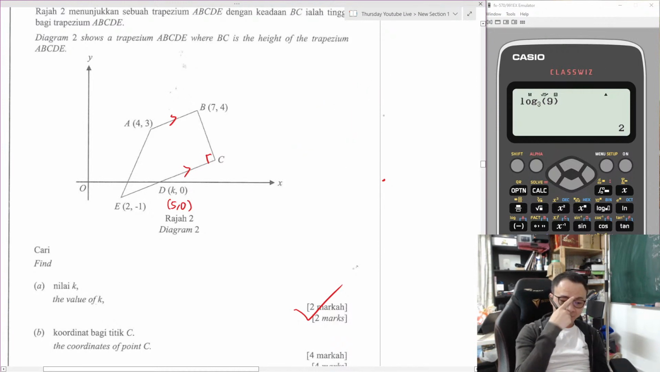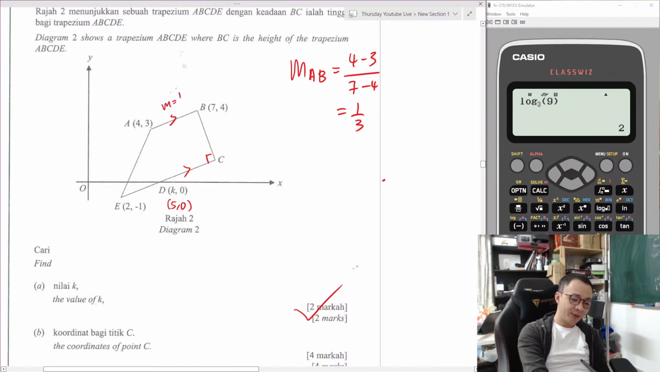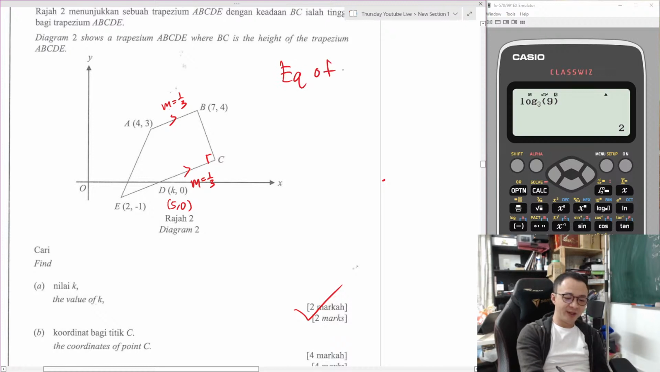Alright, so oh my god, just now I forgot to find the gradient. Okay, let's find the gradient of AB or CD. It doesn't matter. So this is what? 4 minus 3 over 7 minus 4. So which is 1 over 3. Alright, the gradient is 1 over 3. So this gradient at the bottom also is 1 over 3. Okay, then I want to find the equation of CE. Since I have the gradient and a coordinate, I can easily find y minus y1 equals m(x minus x1). Alright, so y equals 1 over 3 x minus 5 over 3.